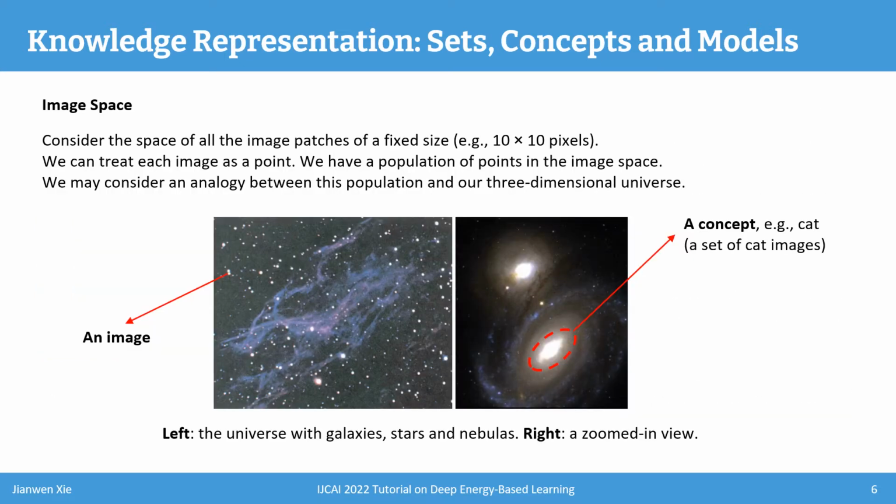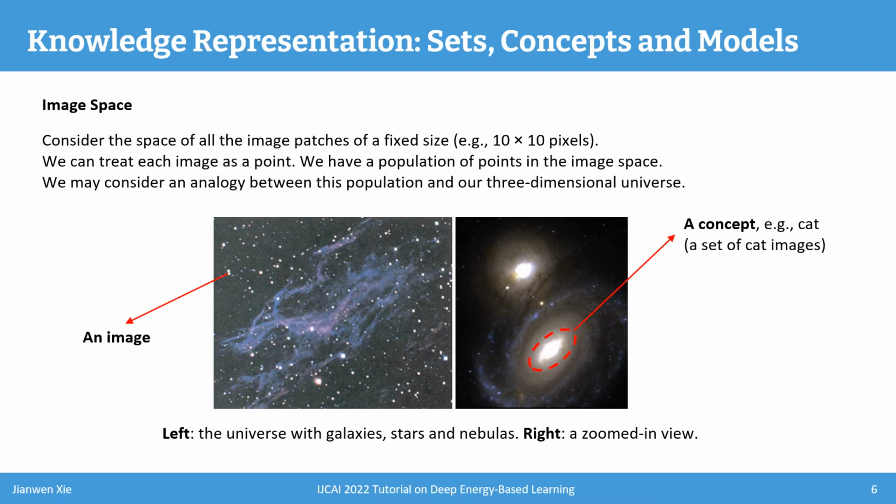Consider the space of all the image patches of a fixed size, for example 10 by 10 pixels. We may consider an analogy between this image space and our three-dimensional universe. The distribution of the mass in our universe is highly uneven. There are high concentrations of mass around the stars, while the mass spreads over the nebulas with low densities.